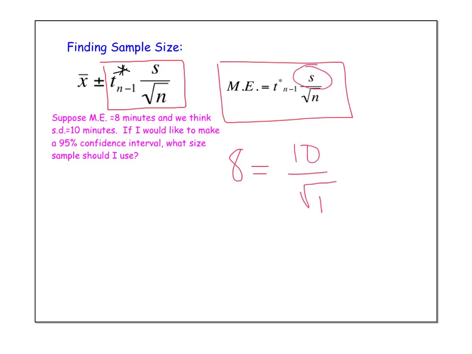We're solving for n. Our big dilemma really is that how the heck do I know t star with n minus 1 degrees of freedom if I don't know n? t depends on n. So this is all kind of a little bit silly because we're stuck, unless we're willing to make some allowances.